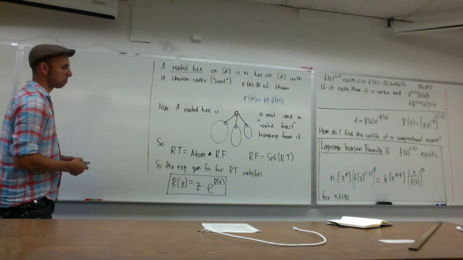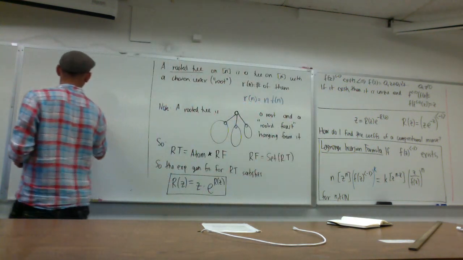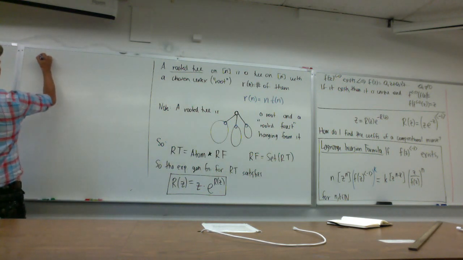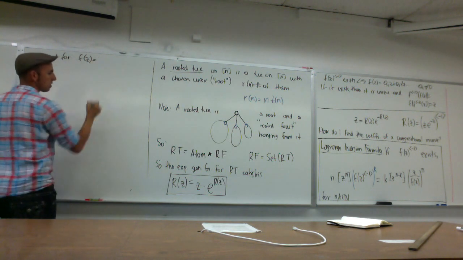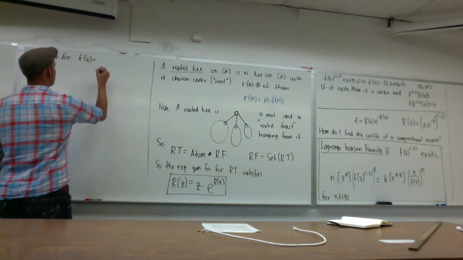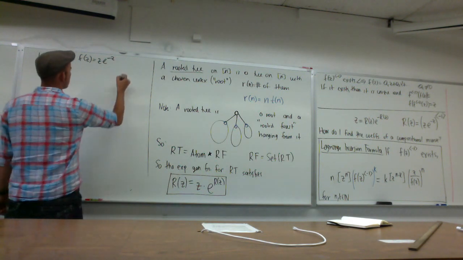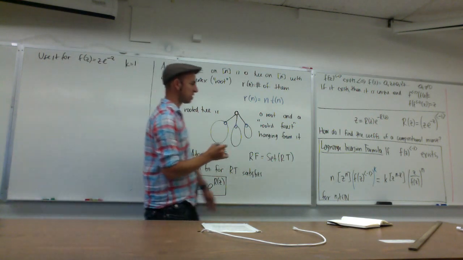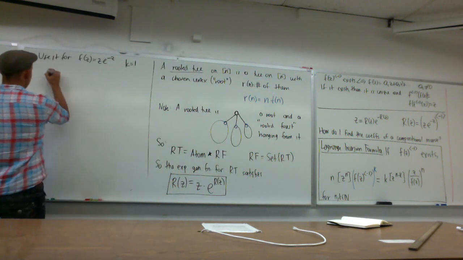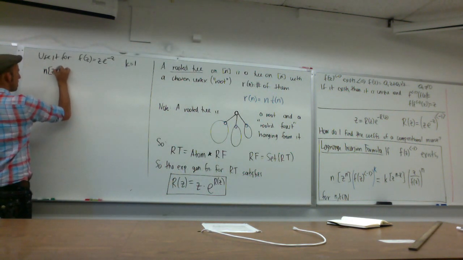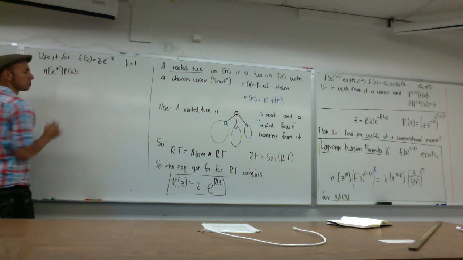Okay, so let's use the Lagrange inversion formula. So let's use it for, what's our f of z? I guess our f of z is z e to the minus z. And we're going to use it for k equals 1 because we only care about the coefficients of r of z. So we get n times the coefficient of z to the n in the compositional inverse, which is r of z. Right?